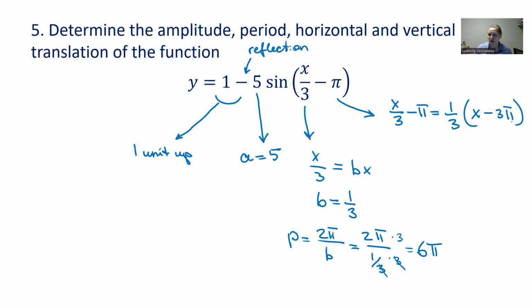You can check it by multiplying back by 1/3. It will be x over 3 minus pi. So since it is with minus, then horizontal shift is positive 3 pi. So if it were with plus here, then it would mean negative horizontal shift. Positive horizontal shift means the shift in the positive direction of the x-axis, to the right.